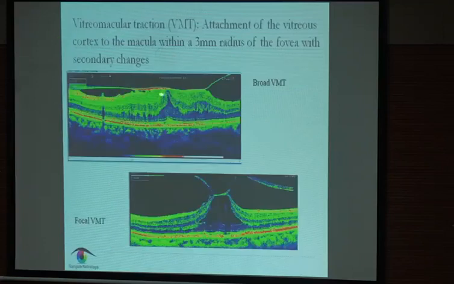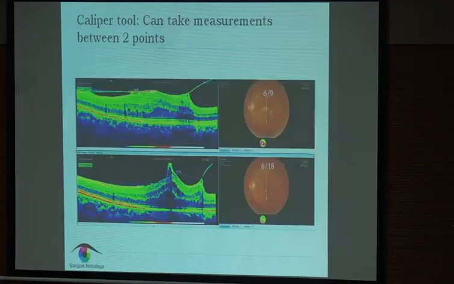If there is an elevation of the retina, traction of the retina along with cystic changes, we label it as vitreomacular traction. This can be broad vitreomacular traction, or it can have a focal attachment called focal vitreomacular traction. And if this traction increases, this can finally result in the formation of a macular hole.